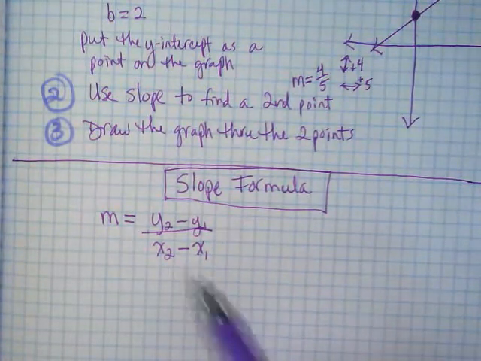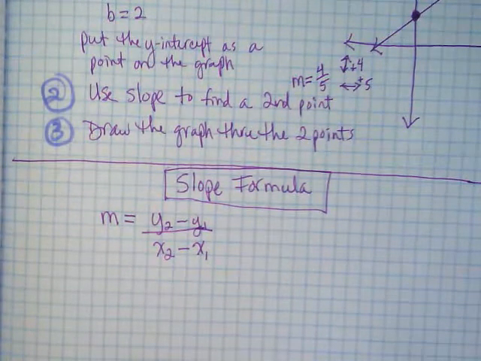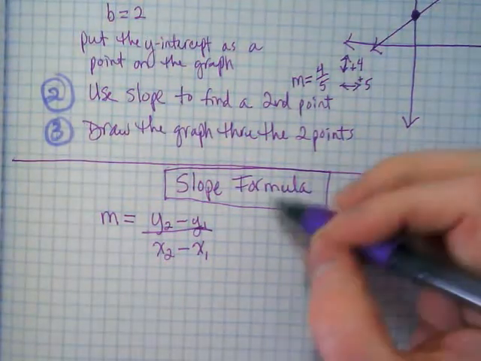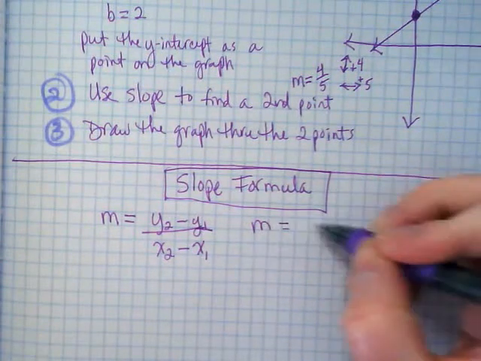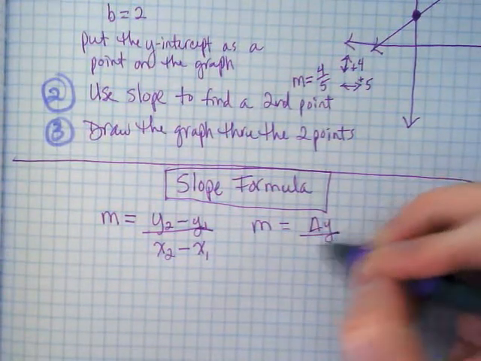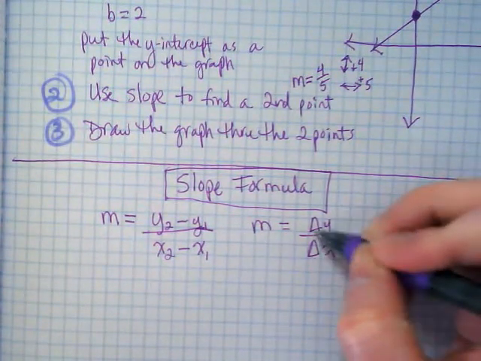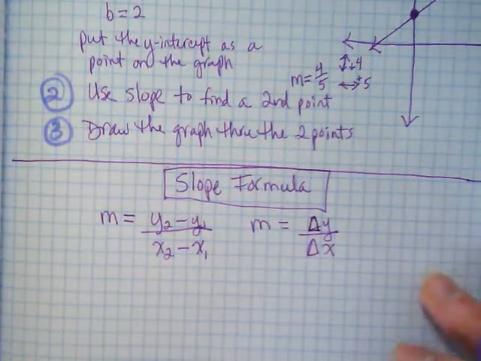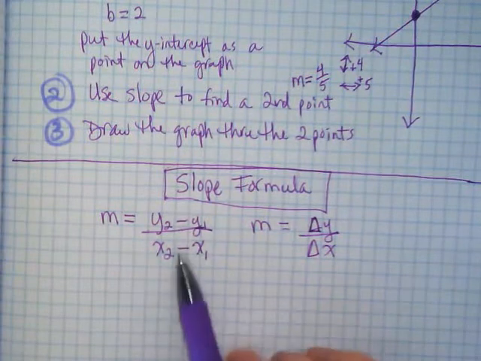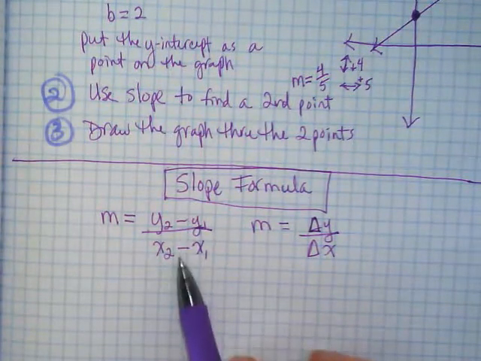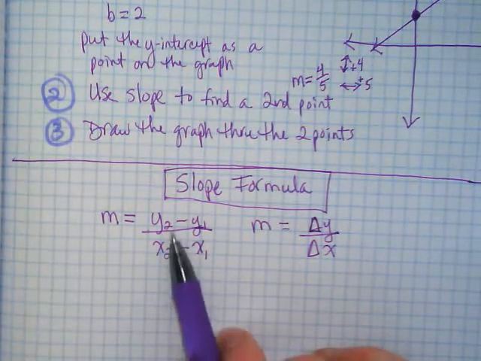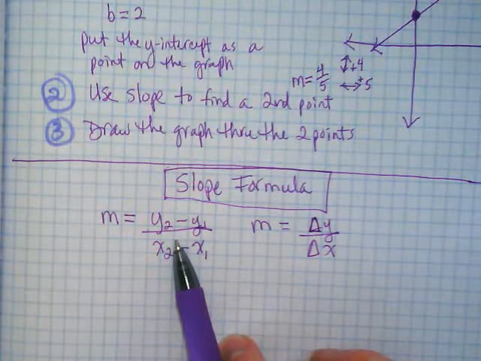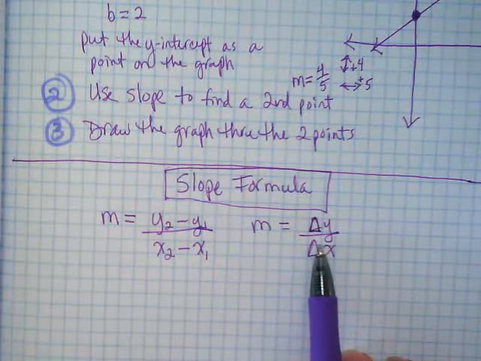So, that looks confusing, doesn't it? What are all those little twos and little ones? All this means is that slope is equal to the change in y over the change in x. That's supposed to be a triangle, a delta. What do I mean by change? Look at what symbols are here. What does a subtraction symbol find? It finds the difference, right? The difference is the change.